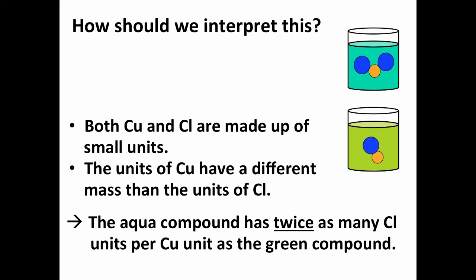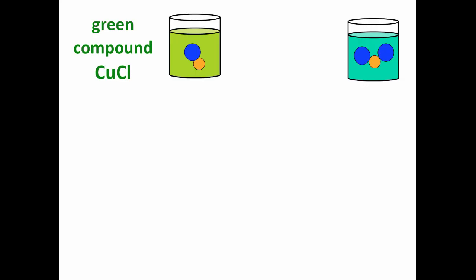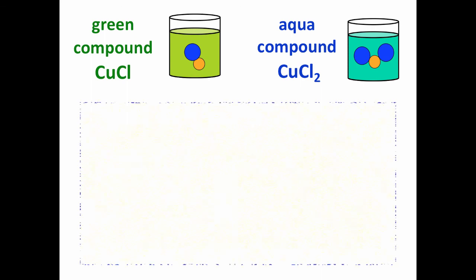And so it would look something like this. The first compound has some copper and a certain amount of chlorine. The second compound has, for each 1 copper, twice as much chlorine. And it turns out that that is in fact true. There's twice the chlorine per amount of copper in the aqua blue compound, and in fact the green compound is copper 1 chloride, and the blue-green aqua compound is copper 2 chloride, so CuCl and CuCl2 respectively.